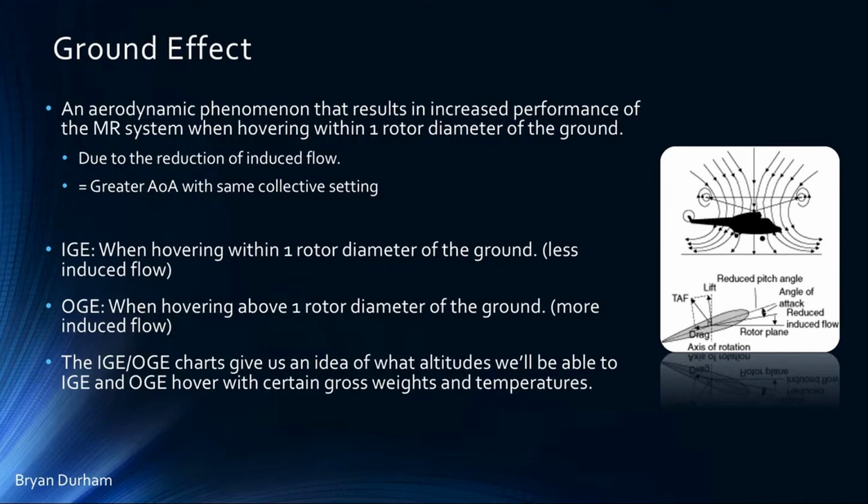So getting into defining our terms here, when we're talking about in-ground effect, when we are hovering within one rotor diameter of the ground, we have that aerodynamic phenomenon. Now, OGE, or out of ground effect, we are high enough that we are not getting that added benefit from the ground and its ability to reduce induced flow throughout the rotor system and therefore give us an increase in angle of attack. Now, the entire point of your IGE and OGE charts is to give you the altitudes, or temperatures or weights, at which you would be able to perform either an in-ground effect or an out-of-ground effect hover, depending on a couple of different variables, which we'll discuss pretty shortly.